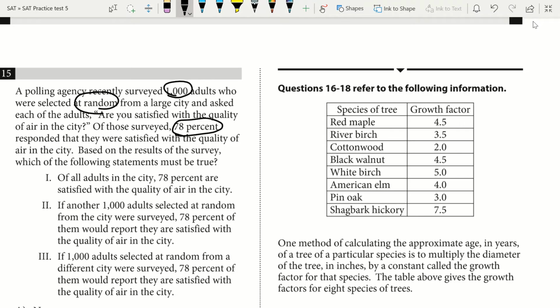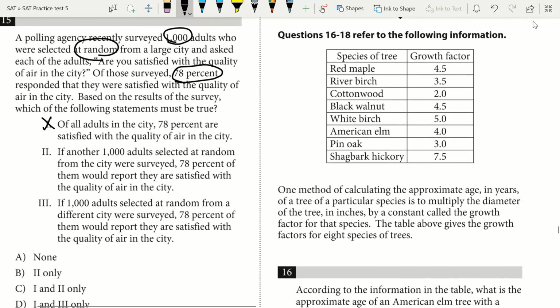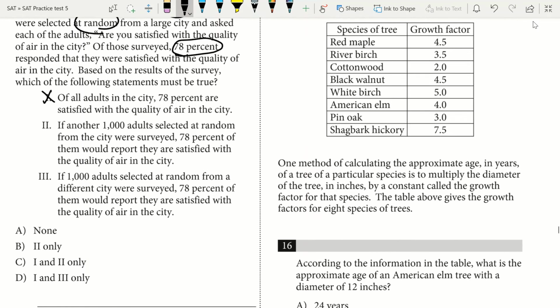Of all adults in the city, 78% are satisfied with the quality of air in the city. That doesn't have to be true because we only surveyed 1,000 of them, and there could be variance of about a couple percent either way when we actually do all of the adults. If another 1,000 adults selected at random from the city were surveyed, 78% of them would report that they are satisfied with the quality of air in the city.